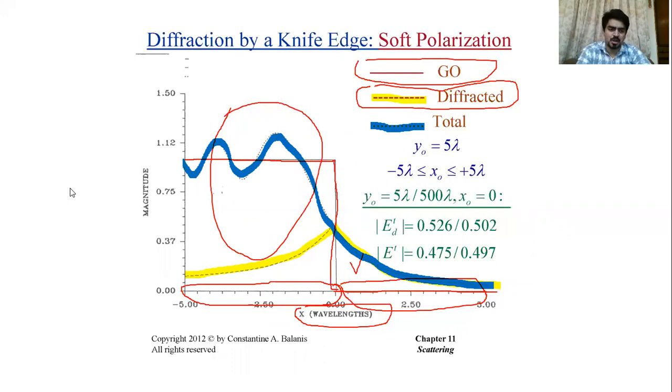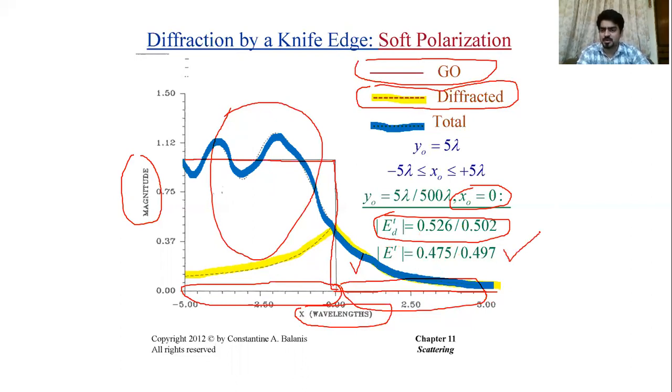So now this is a plot where we have on the y-axis the magnitude of the field. As you can see, the total diffracted fields are going to be around 0.5 at x equals 0. And as a result, the total field will also be almost 0.5, because it gets subtracted from your direct field at this point, because they are out of phase.